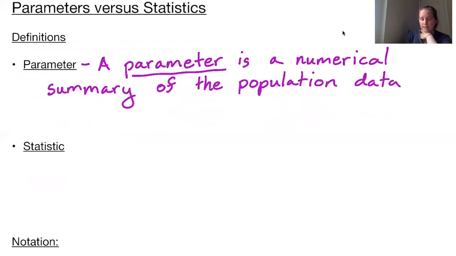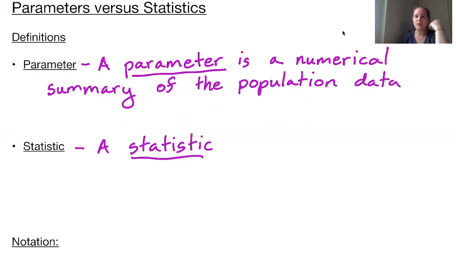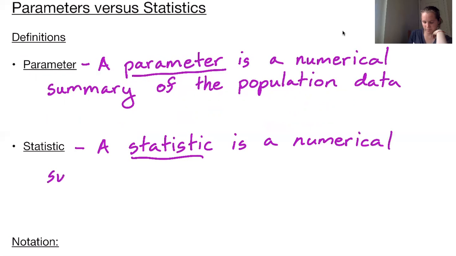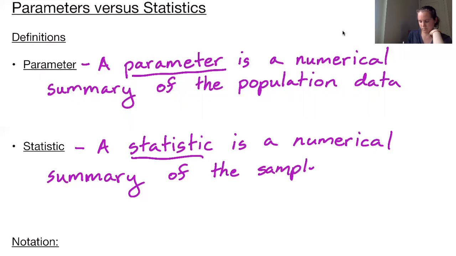A statistic is sort of the parallel numerical summary of the sample data. So a statistic is a numerical summary of the sample data. And we will use the statistic to make our inferences, our educated guesses about the parameter.